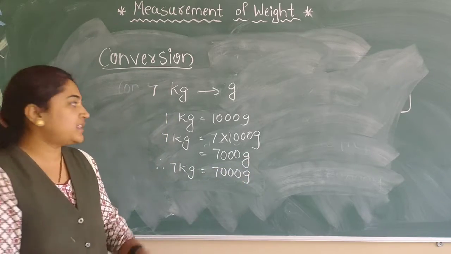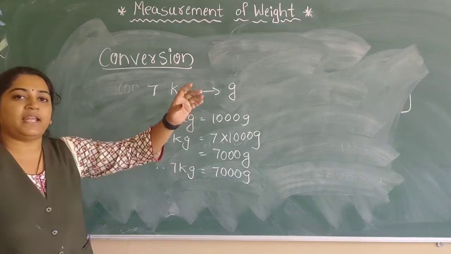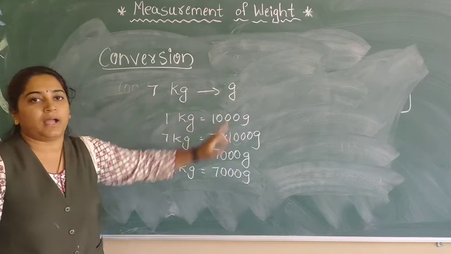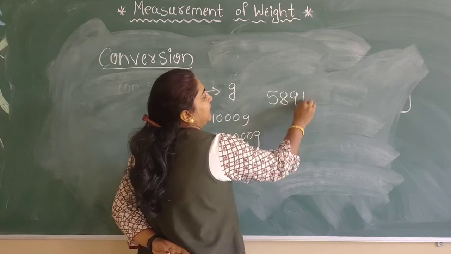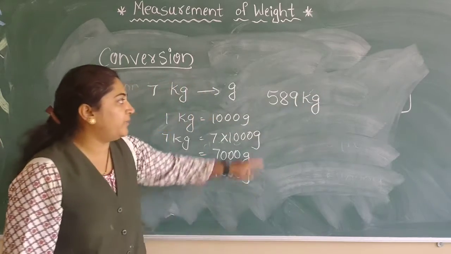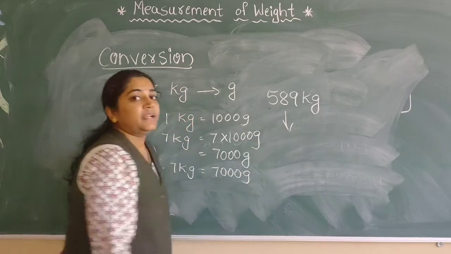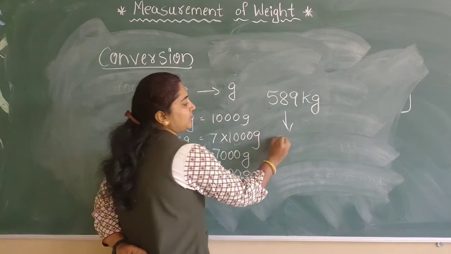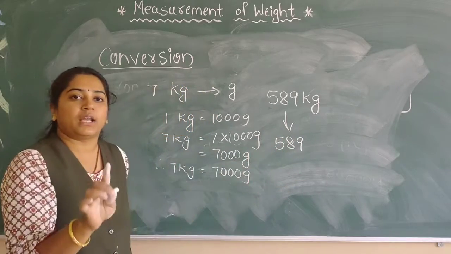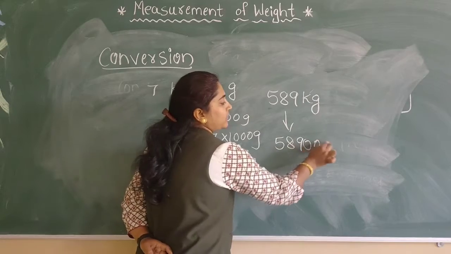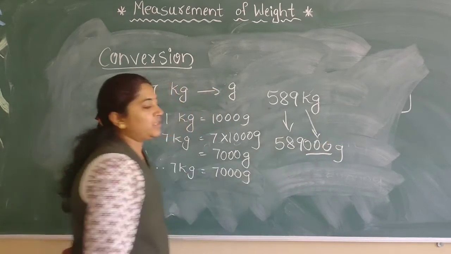Okay? Understood? Simply what you have to do? Just add 3 zeros to the last. Then that value is converted into gram. Whatever the bigger value is, if it is 589 kg and I want to convert it, even if it is a very big number, what you have to do? Just add 3 zeros to the last. 5, 8, 9, I want to convert it into gram now. So add 3 zeros at the last. Then it is converted from kg to gram.